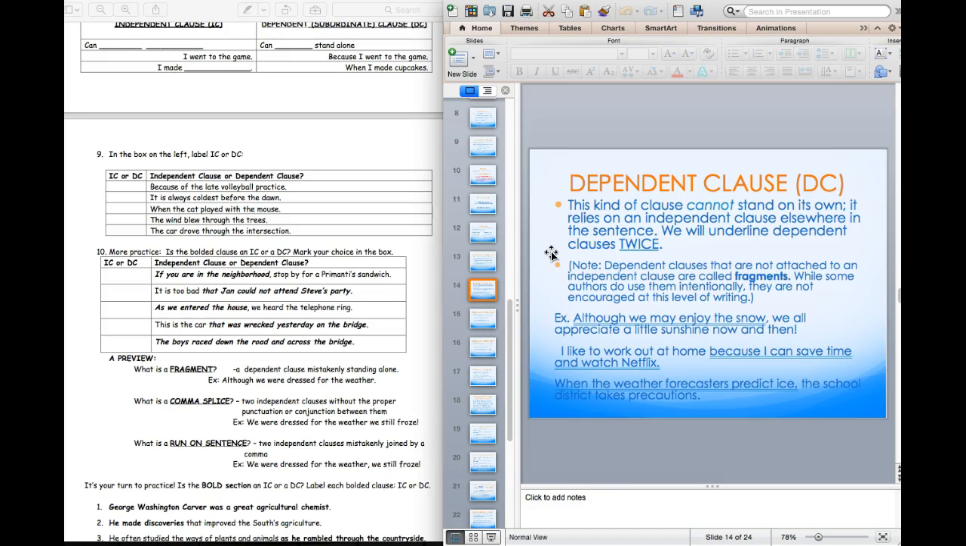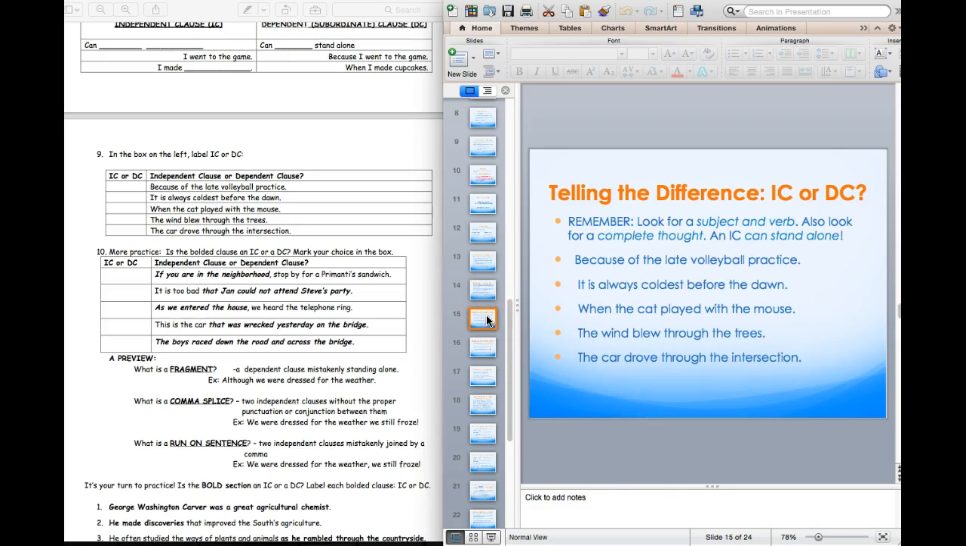If I just said, when the weather forecasters predict ice, period, you should be left wondering, like, okay, where's the rest of the sentence? You'll see I have provided it here, and that's what makes these good sentences and not fragments. So if you can take a look at the sentences in number 9, we're going to go to this part right now. You hit the pause button and mark whether or not you think these clauses are ICs or DCs. Hit the pause button, do that, and then come back.